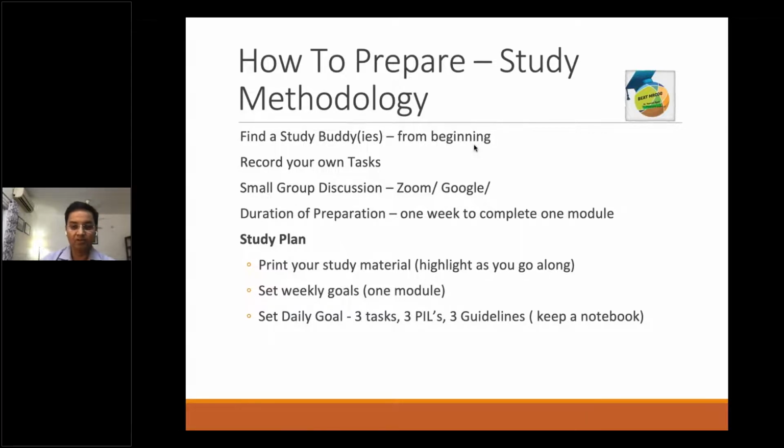Now, how to read? First and foremost, find a study buddy. It may not be possible to find an ideal study partner, but it's better to have a study buddy than to be alone, because it gives you a lot of input. You won't be able to judge yourself from another person's perspective. It doesn't matter how much you listen to yourself, you need another person's feedback on your task. So look for a study buddy, and if possible, have a small group.